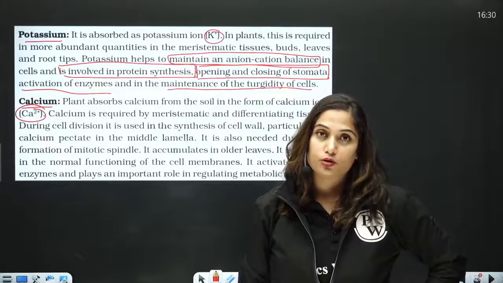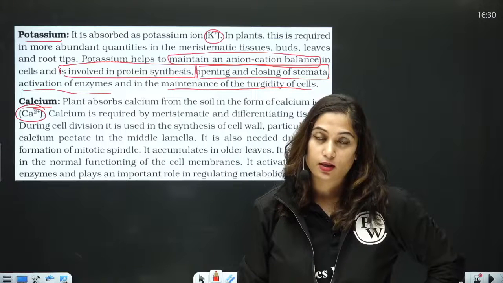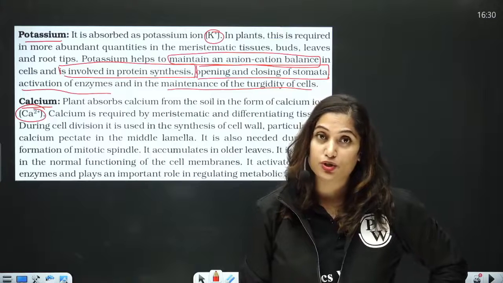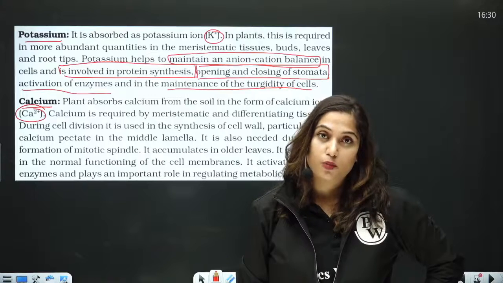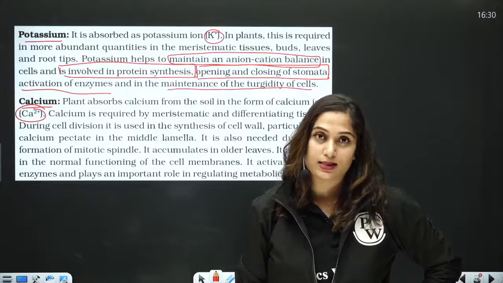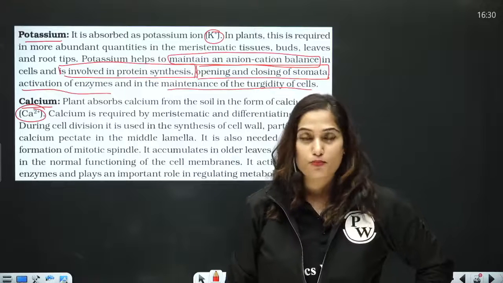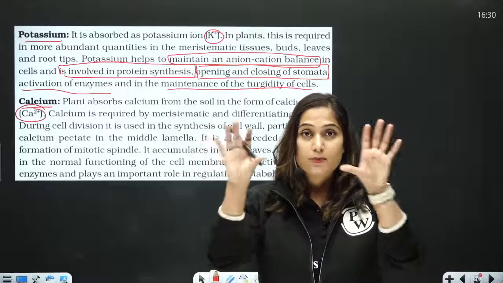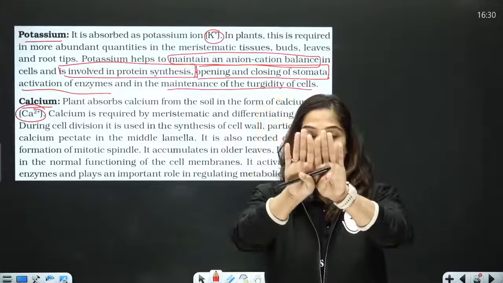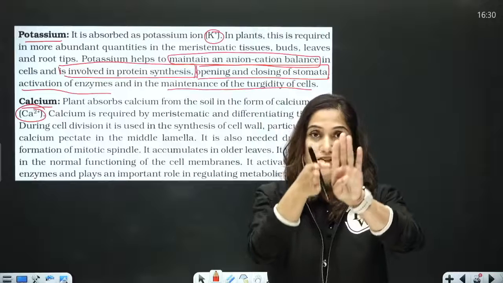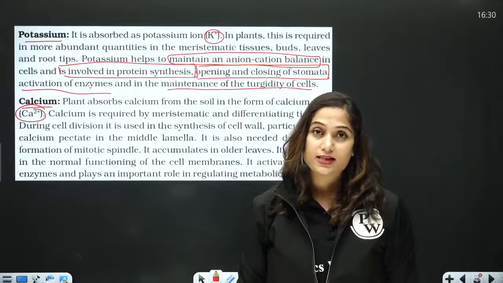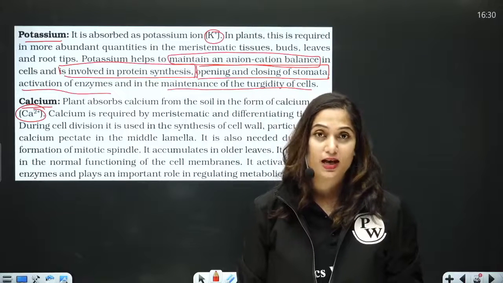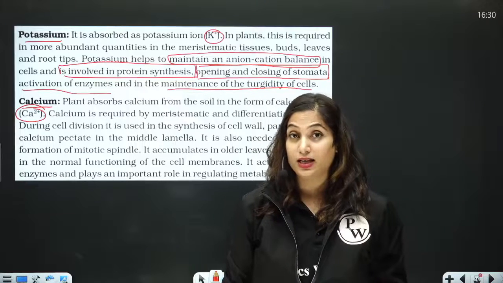Then calcium. Calcium is absorbed in the form of calcium ions, and calcium is pretty important. Calcium is very important for cell division, because you must have heard of spindle fibers. They are formed during division. Spindle fibers are formed with the help of calcium ions. Calcium is very important for the formation of middle lamella. What is middle lamella? Two plant cells are joined together with the help of a cementing layer in between, and that cementing layer is called the middle lamella. And calcium pectate is the major component of middle lamella.